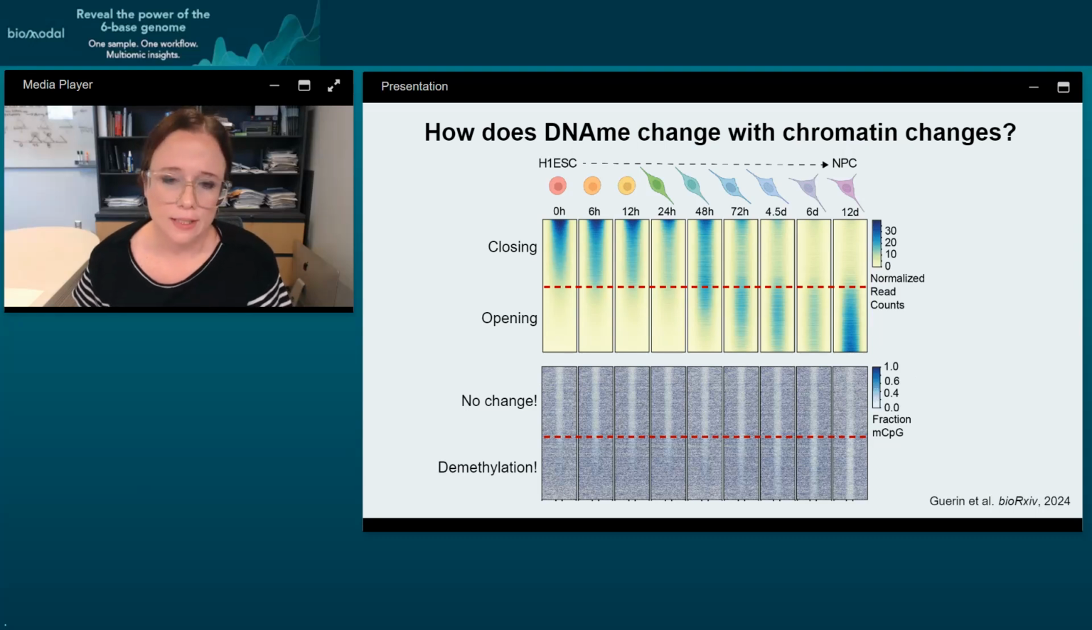If we look at methylation in the same way, and we divide this heat map into the opening and closing regions, and we're looking at the methylation, in this heat map the methylated areas are the white areas. The closing regions actually don't change at all. So even though they become completely closed by 12 days, those regions actually remain hypomethylated. Whereas, as one might expect, the regions that are opening undergo some type of demethylation process for the most part.